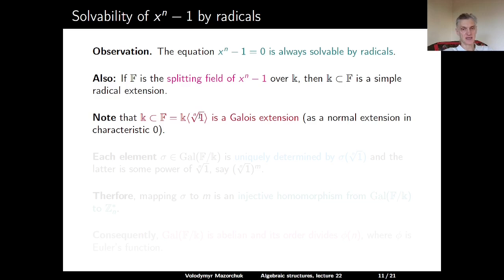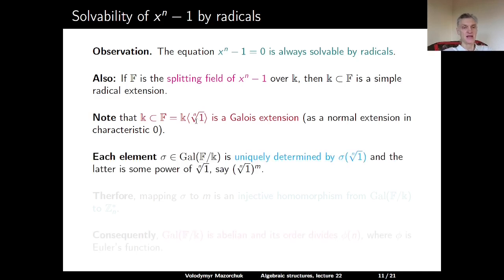Moreover, it is a Galois extension because F is a splitting field, and so this is a normal extension, and everything in characteristic 0 is separable, so that condition is automatic. So we always have a simple radical Galois extension when we extend k by some primitive nth root of unity. Each element of the Galois group is uniquely determined by its value at this primitive nth root of unity, and this value must be a power of this primitive nth root of unity. Let's say the exponent of the power is m.